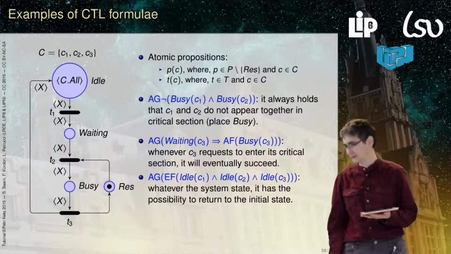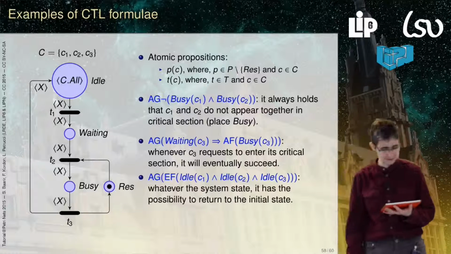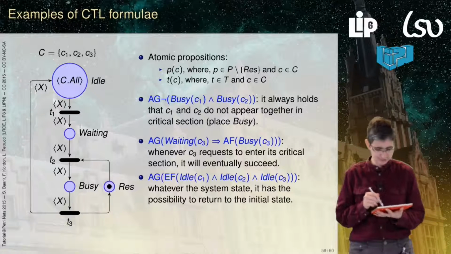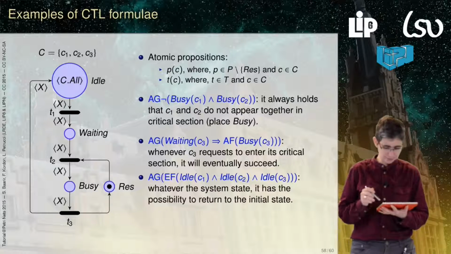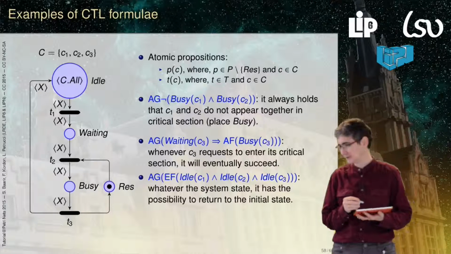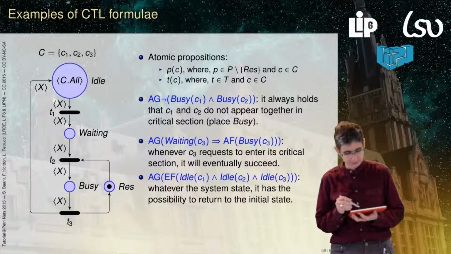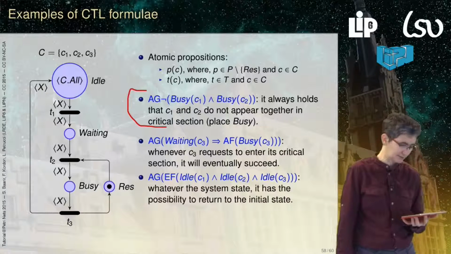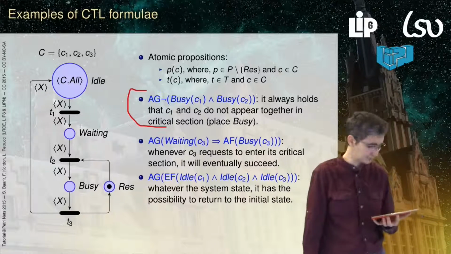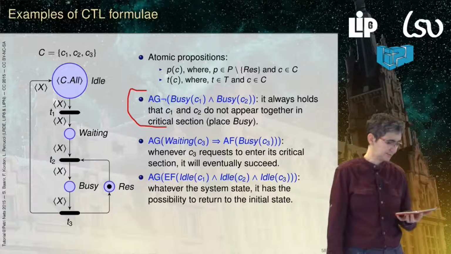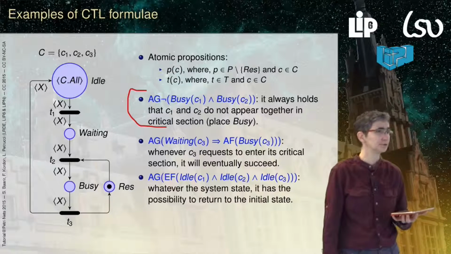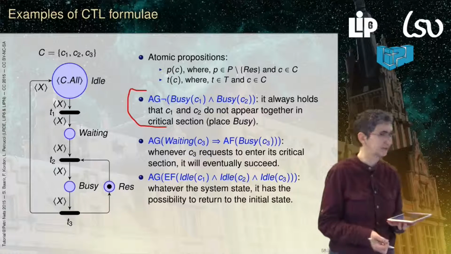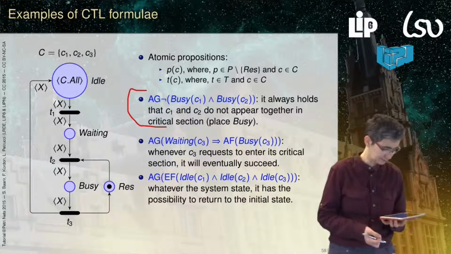If we take again the introductory symmetric net example, we have the same atomic propositions as we had for LTL. We will explain three CTL formulas. The first one here, AG not busy of C1 and busy of C2, says always globally I don't have busy of C1 and busy of C2. So these two tokens C1 and C2 can never be together in place busy.